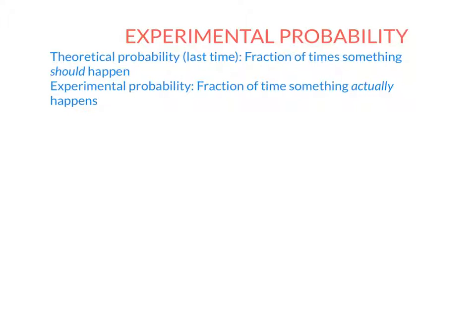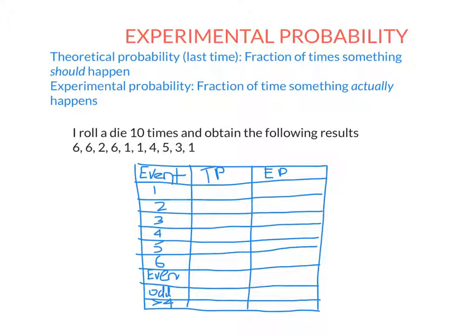So now we're going to look at an example where we're definitively calculating the experimental probability of something. I rolled a die 10 times and I've listed the results. And what we're going to do is calculate the theoretical probability, which is TP, and the experimental probability of a variety of events. So let's start with the event that I got a 1. The theoretical probability is 1/6, because there's 1 on the die, 6 in total. And that's the same for 2, 3, 4, 5, and 6. So that's what should happen.